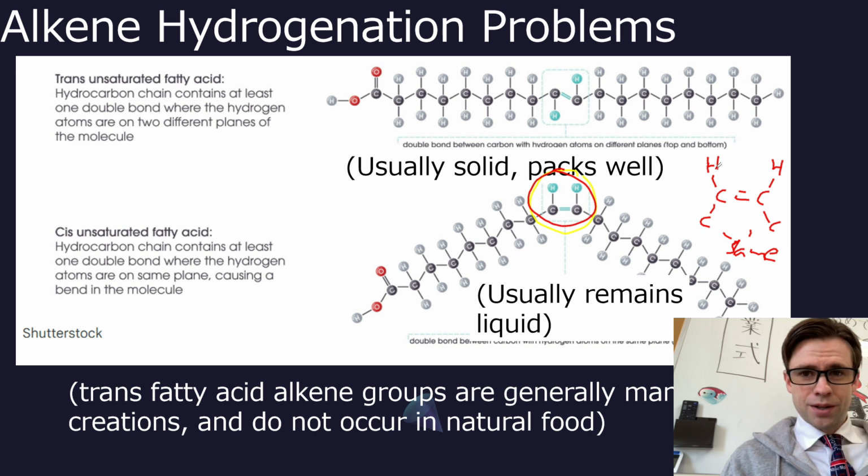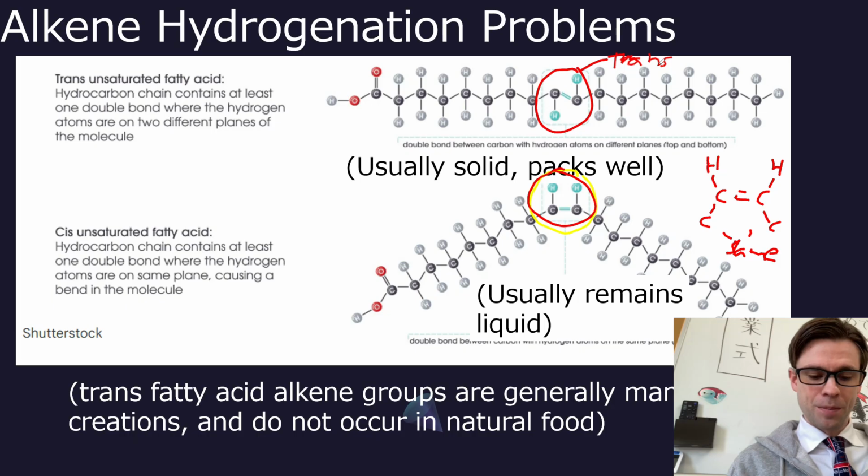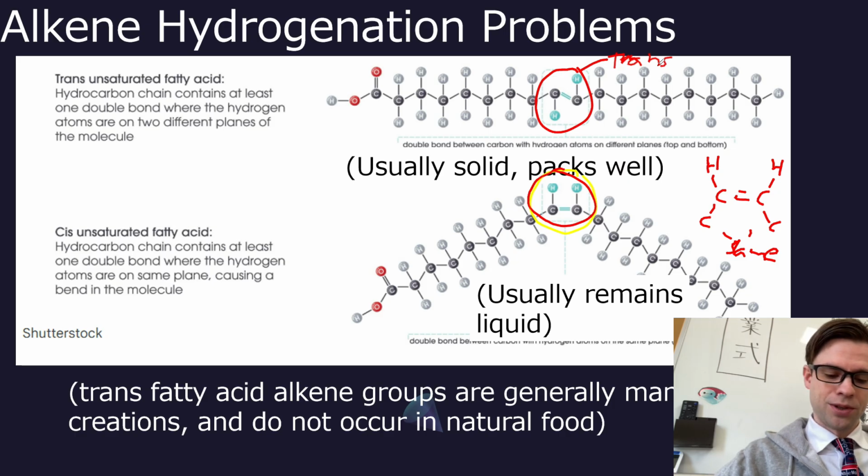But sometimes when we try to make butter or margarine through hydrogenation, we'll break that double bond and reform it. And what we get then is a trans configuration, where the carbon chains are on opposite sides of that double bond. That doesn't seem like much of a change, but it is a big change to the structure and interactions between these molecules.